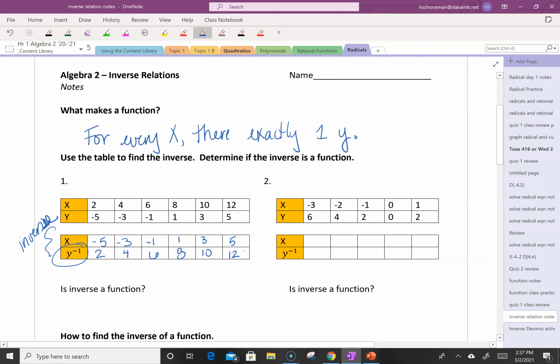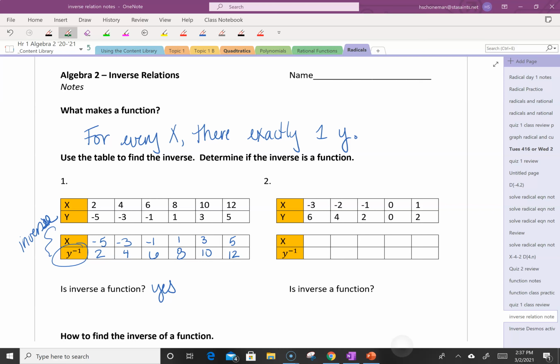Now, once you flip the x and the y, we have the inverse. Now that we have the inverse, we're trying to decide if the inverse is a function. So the easiest way to check is to look at the x's. Since none of the x's repeat, there's no way we can get more than one answer when we plug in x. So this is a function. And I know that seems a little confusing, but let's compare that to example 2, and I think it'll make more sense once you see example 2.